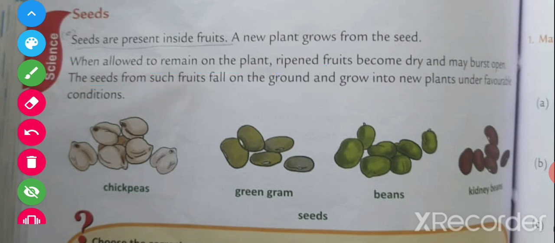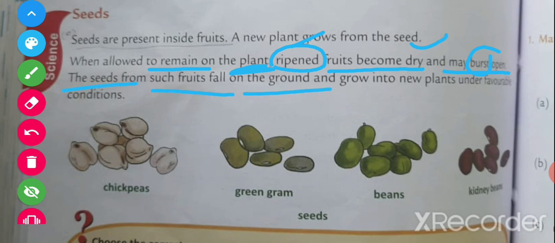It means when fruits are allowed to remain on the plants, they ripen. Ripe means ready to eat. Fruits become dry and may burst. Burst means to break open. The seeds from such fruits fall on the ground. Fall means to drop down. And they grow again into new plants under favorable conditions.